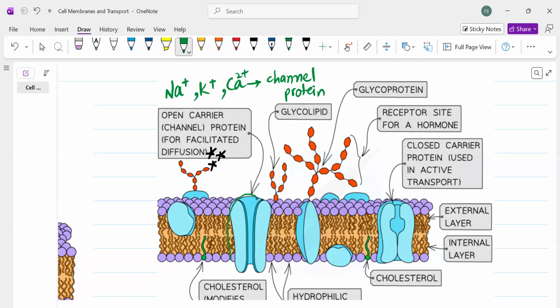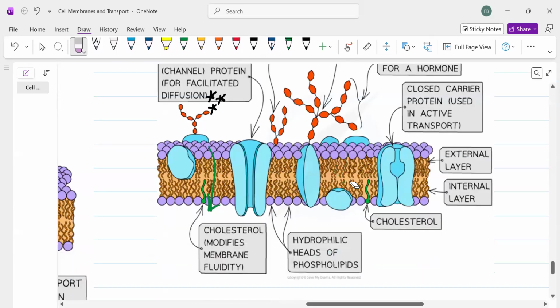This is a carrier protein. This is a channel protein. If you see this, I am saying why it is needed. It is needed for some of the molecules to pass through. Some of them, like sodium, potassium, calcium, cannot travel directly from here to this part. They cannot move directly.